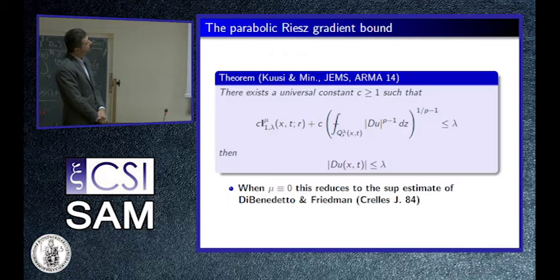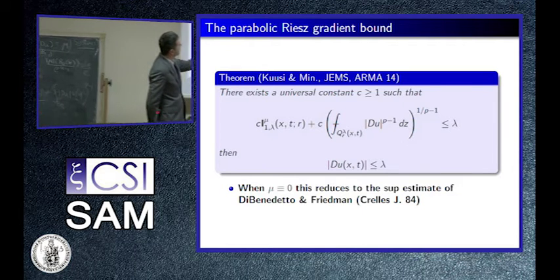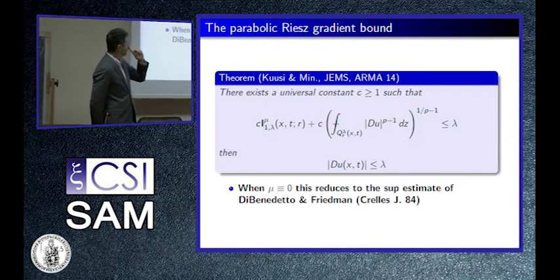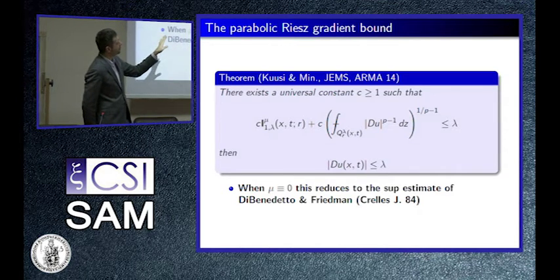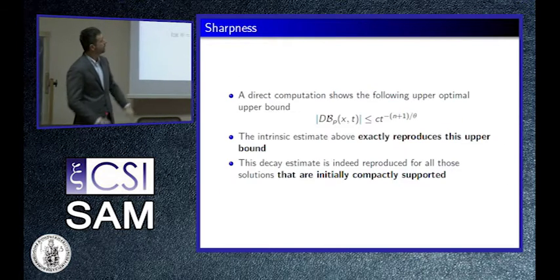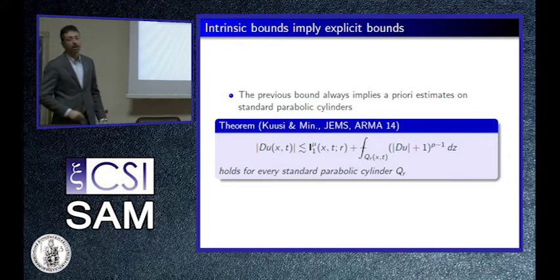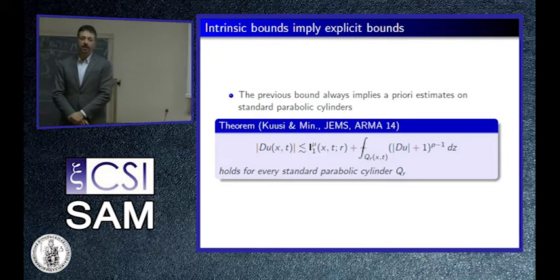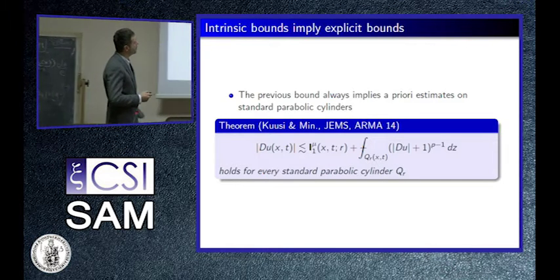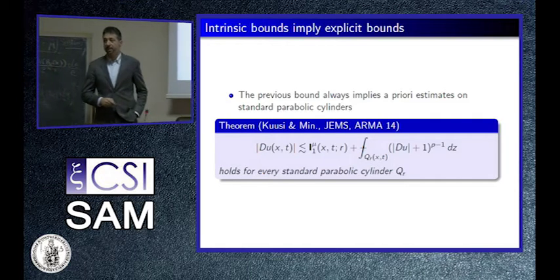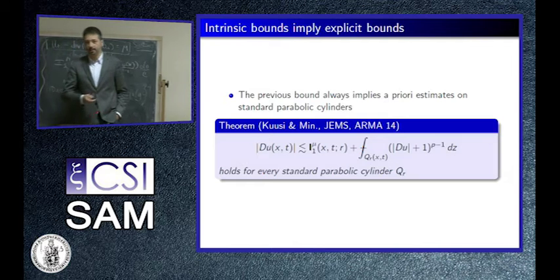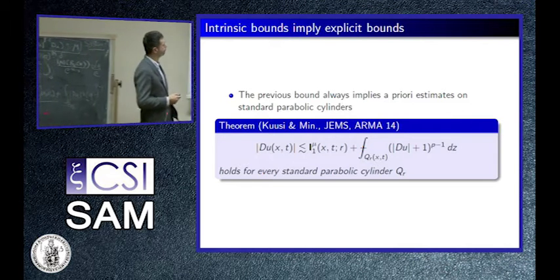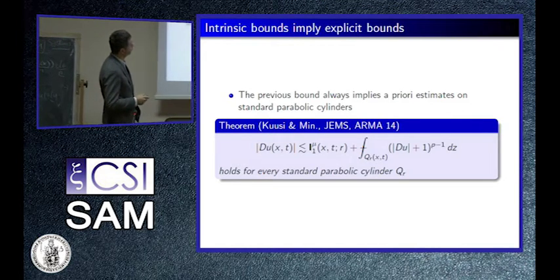And now, this is a conditional condition because you see lambda appears both on the left and on the right-hand side, but nevertheless, if you start from this, another half a page proof then leads to the following non-intrinsic estimate that works on any general parabolic cylinder. In particular, when mu is equal to 0, this perfectly recovers the Benedetto-DiBenedetto-Friedman classical estimate. No surprise.